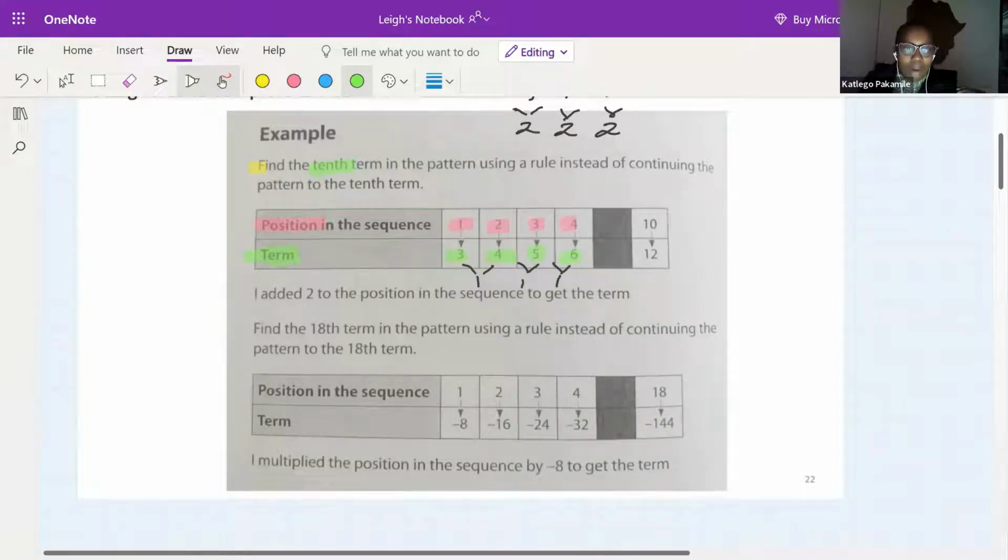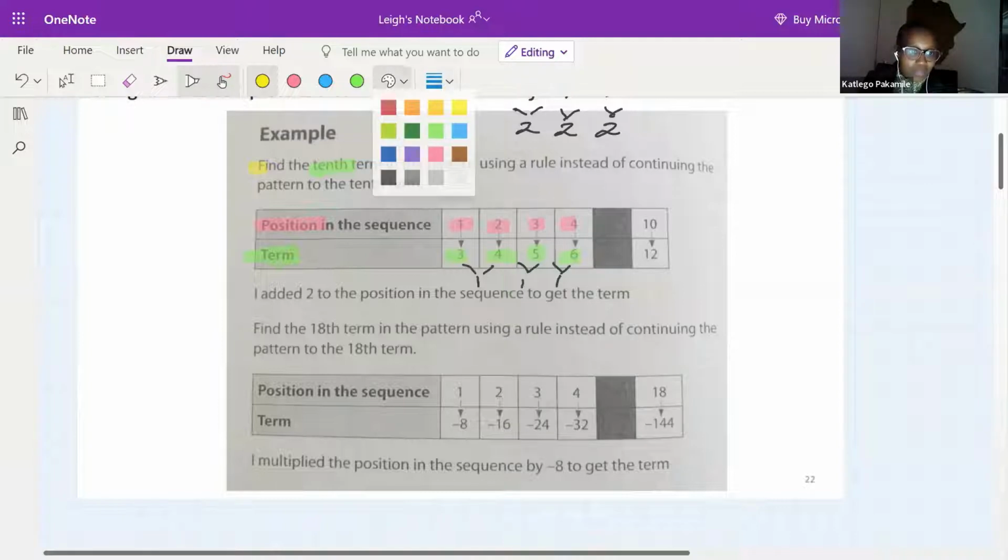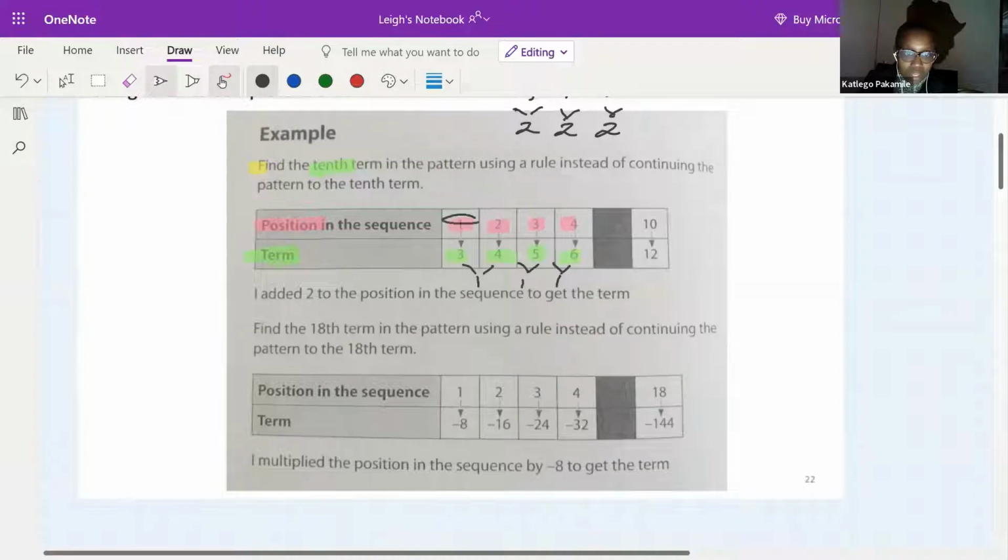Do you agree that 1 plus 2 equals 3? Can you see that? Right? 2 plus 2 is 4. 3 plus 2 is 5. Can you all see that? 4 plus 2 is 6, right? So can you see that in this specific pattern that we have here, what we do is we take the position, which is up here.